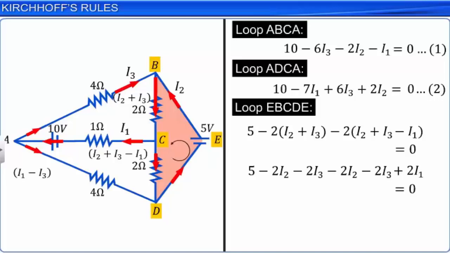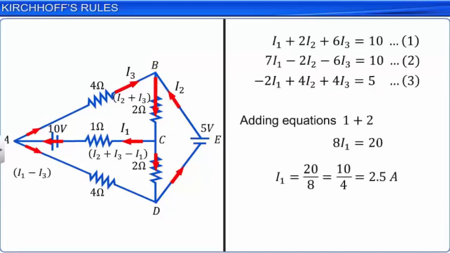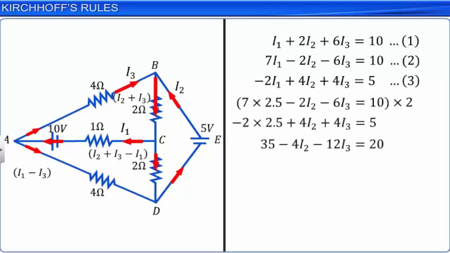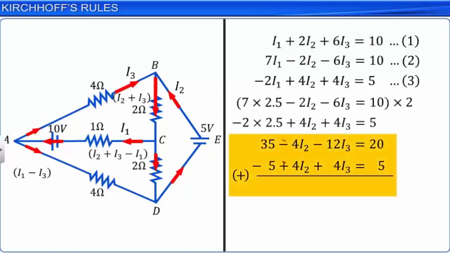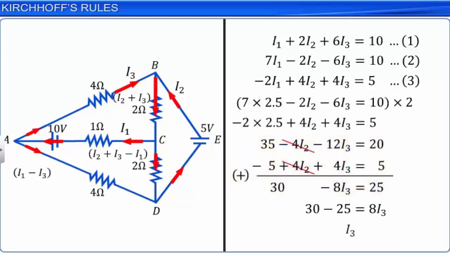We have so far obtained 3 simultaneous equations with 3 unknowns. On solving these 3 simultaneous equations, we get the values of the unknown currents as shown. Substituting these values, we get the current in the various branches as shown.